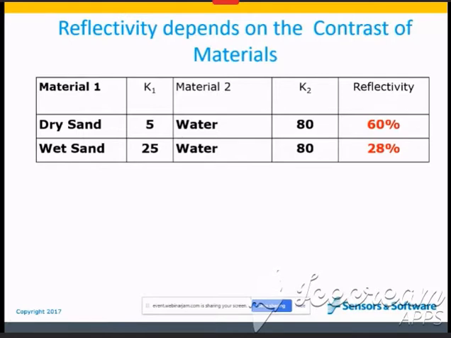Let's talk about the opposite situation, a water-filled non-metallic pipe. Not surprising, it's the exact opposite. There is more contrast between dry sand with a K of 5 and the water in the pipe with a K of 80, than there is between a wet sand with a K of 25 and the water in the pipe with a K of 80. So here are the numbers. 60% reflectivity in the dry sand situation, 28% reflectivity in the wet sand situation.